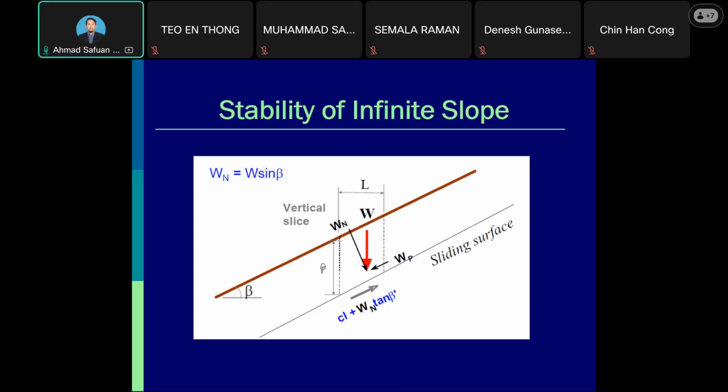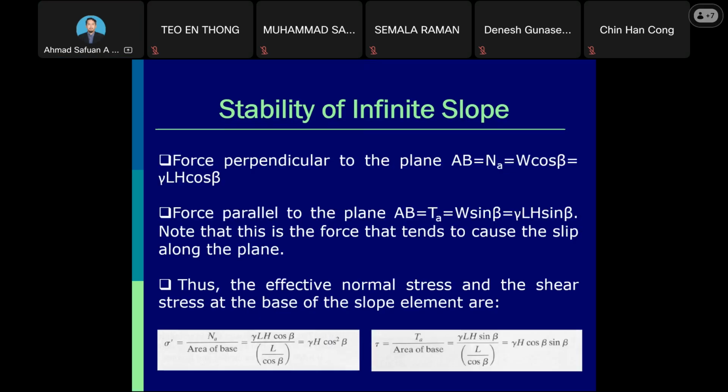Basically this is not N, this is P. That's why I try to find the W, not WN, it is WP. So the force parallel to the plane AB, which is TA, is W sine beta. Note that this is the force that tends to cause the slip along the plane.